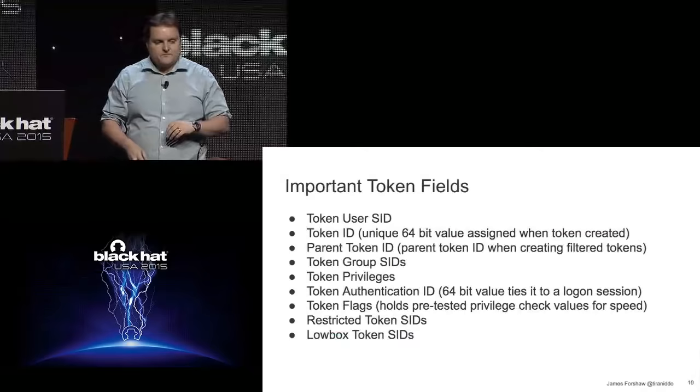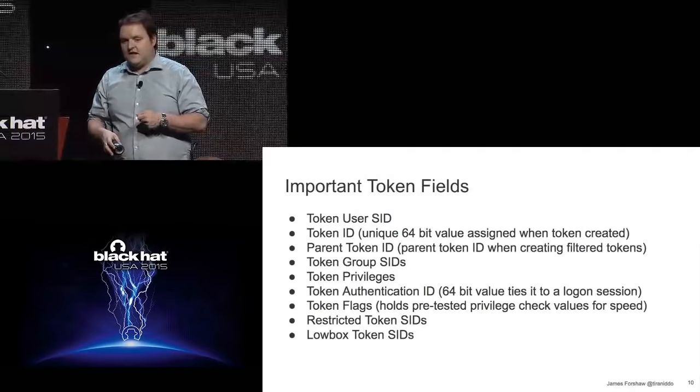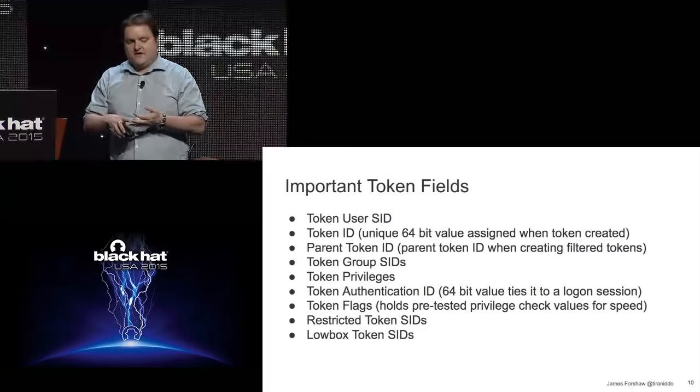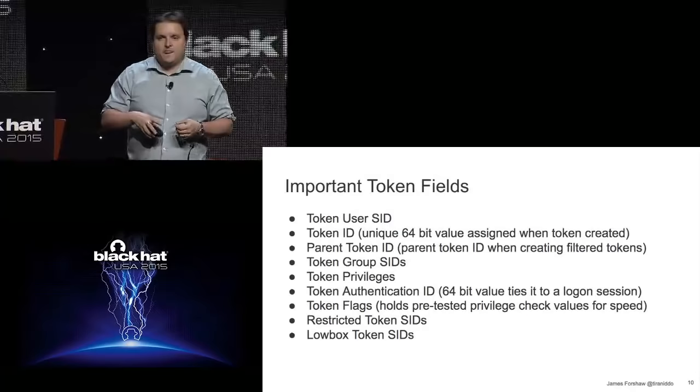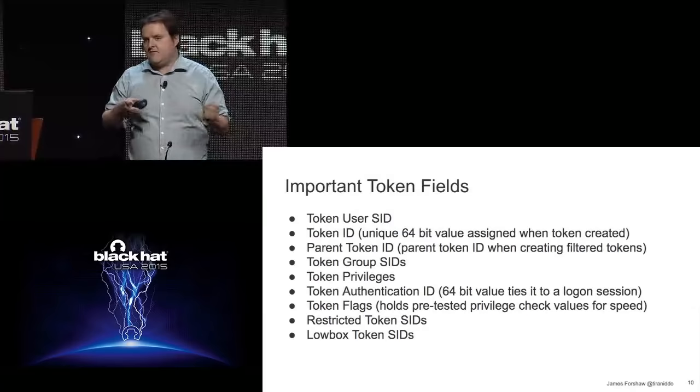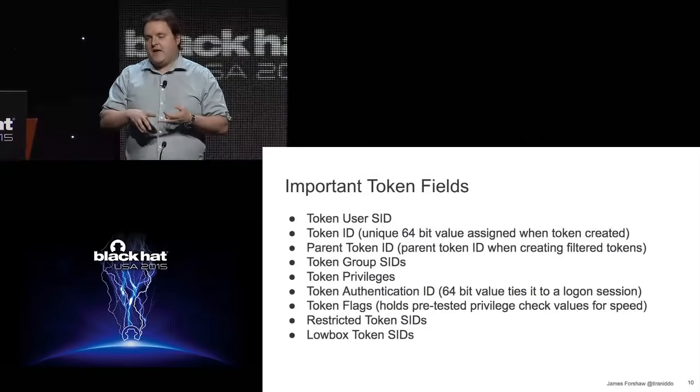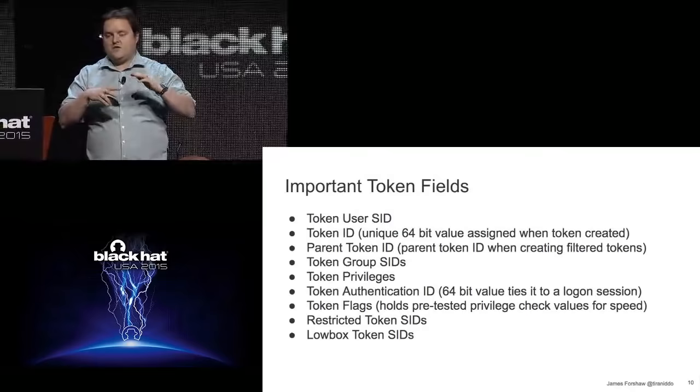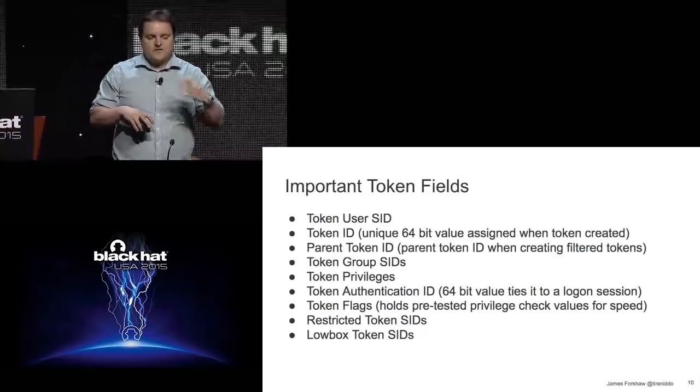So there's loads of important fields you need to bear in mind when thinking about token security. Obviously, you've got your groups, your user, but you also got things like your token ID, which is a unique 64-bit number. It's basically an incrementing number which is assigned to each token. It's only locally unique, but that's all that matters. Counterpart to that, you have the parent token ID, and this is used sometimes for security decisions, and just reflects, say, when you're doing a filtered token, which token you created that token from. And then various other things in there.